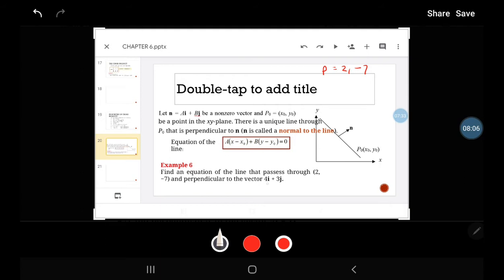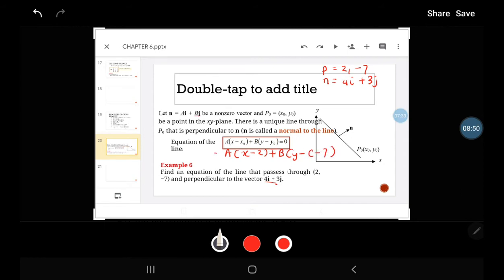Okay. And here is the vector. Remember, P is always a static point and n is a vector, where our n here is 4i plus 3j. And to find the equation of the line, we use this formula. So our x here we don't know, and our x naught is our static point on the line, which is 2, plus b, and y minus our static point on the line, which is minus 7.